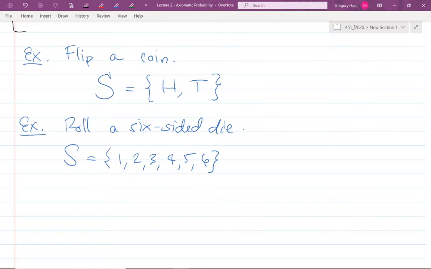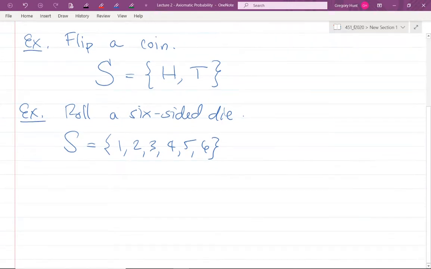And so if I flip a coin, a reasonable way of modeling the possible outcomes is heads or tails. And if I roll a 6-sided die, the reasonable way to model the roll is that it can come up any number 1 to 6.